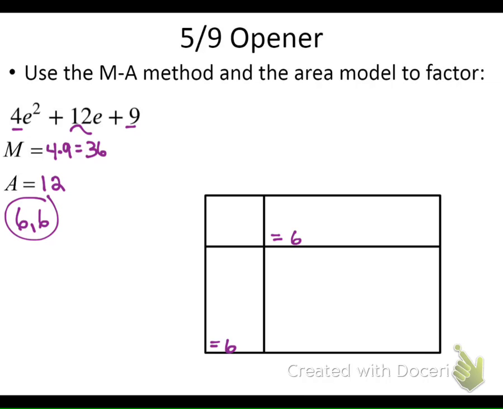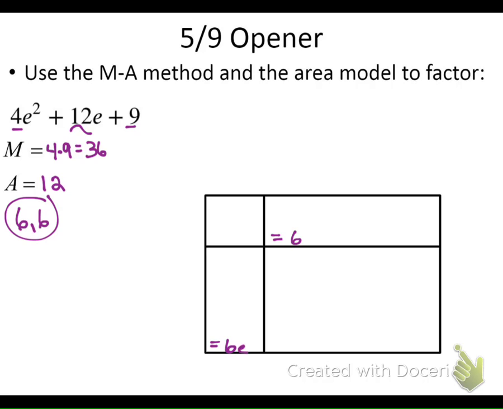Now remember, this makes up my second term, my 12e, right? So 6 plus 6 equals my 12e. So that's this area split. So what variable needs to go with those 2 numbers? E. So I'm going to go ahead and put those in.